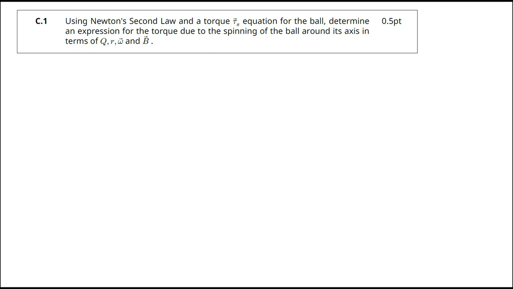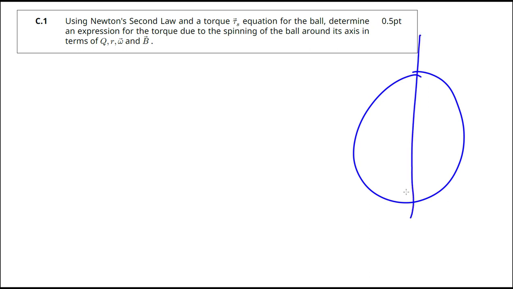Alright everyone, let's do part C1. For this question, they've given us a new situation now where there's a magnetic field around the ball. So I might just draw a diagram for us on this side over here. Imagine we've got the ball like this, then we've got a magnetic field coming up like this, call that B, and it's in the Z direction.